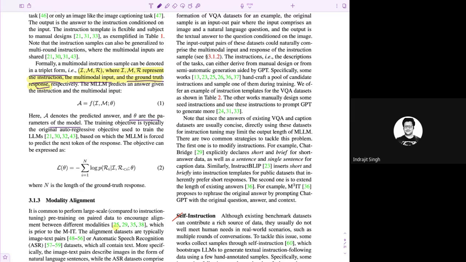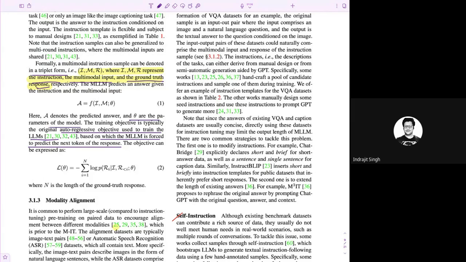So the training objective is typically the original autoregressive objective used to train the LLMs, based on which the MLLM is forced to predict the next token of the response, right? You can see that the objective can be expressed in a mathematical equation.